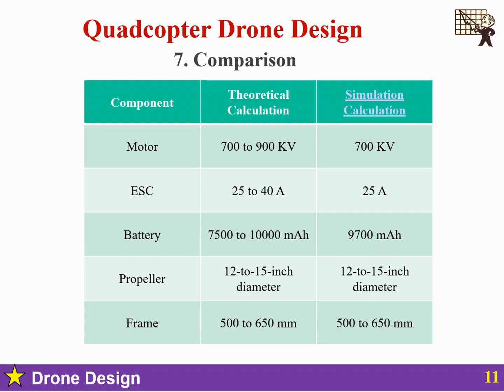The fourth is propeller size, that is a 15-inch diameter or in the range of 12 to 15-inch diameter, and the simulation provides the same result of 12 to 15-inch diameter. And the last is the frame size. In theoretical calculation, as we have seen earlier, we get 500 to 600 mm of frame size. And when we simulate it for a 3 kg drone, the overall size comes into the same range of 500 to 650 mm.